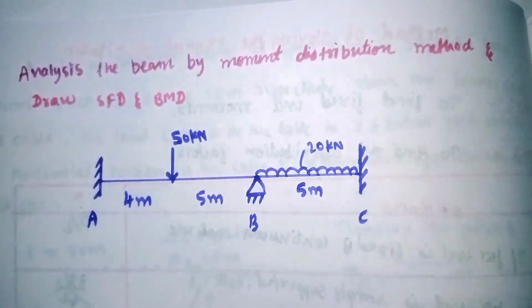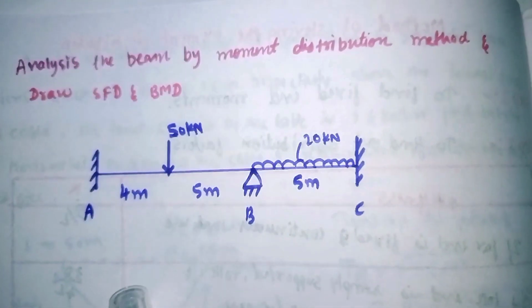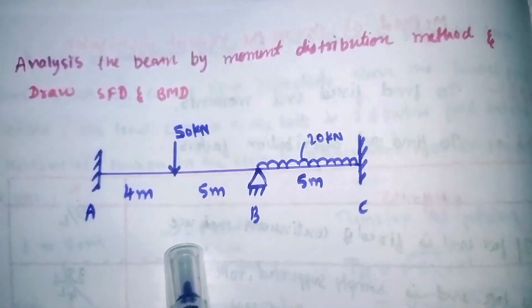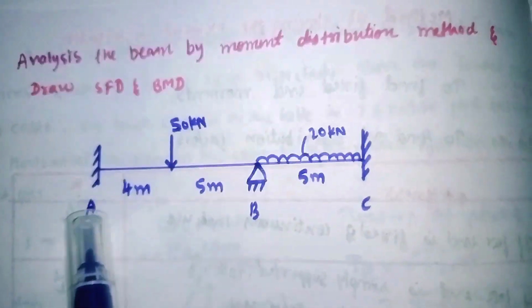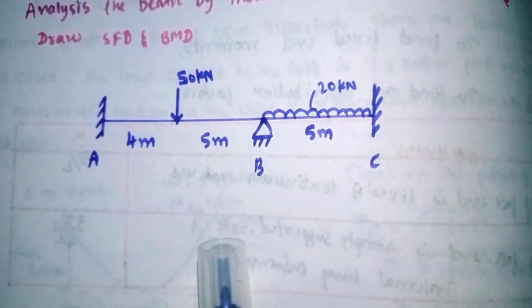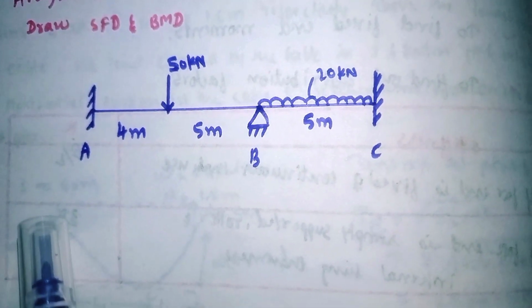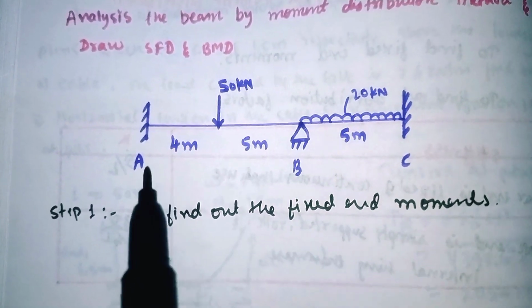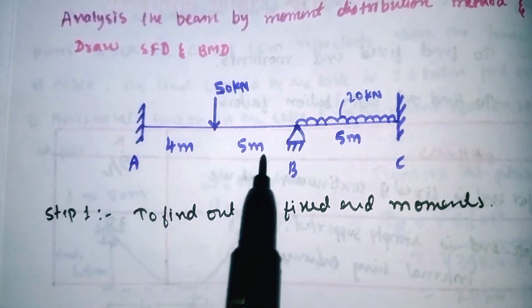So this is the given beam. I'll try to explain in a very easy method. Find the fixed end moment. Our first step is to find out the fixed end moment. Now we'll start with the fixed end moment. Now we are going for the span A to B.